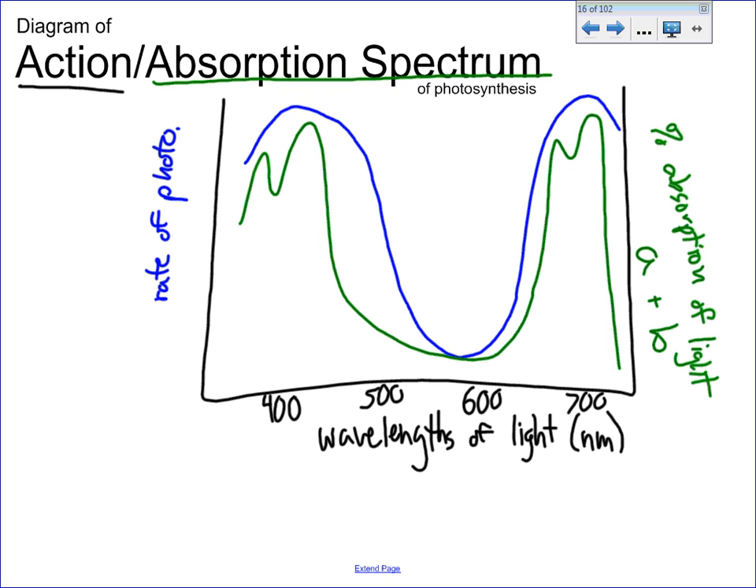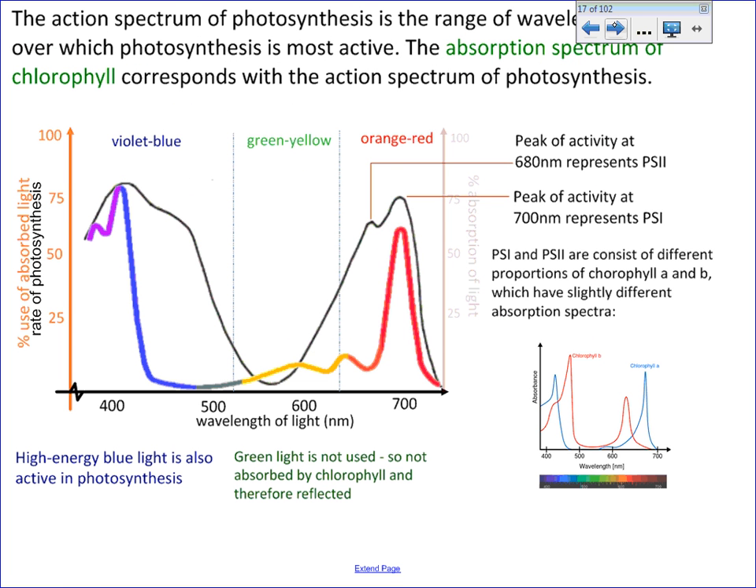Now these peaks actually represent different parts. The A chlorophyll is the first and the last peak. The B chlorophyll is actually the two inside peaks. And those represent the different wavelengths of light that are going to be used in photosynthesis. Here's a cleaned up version.